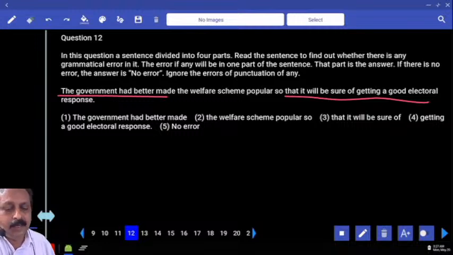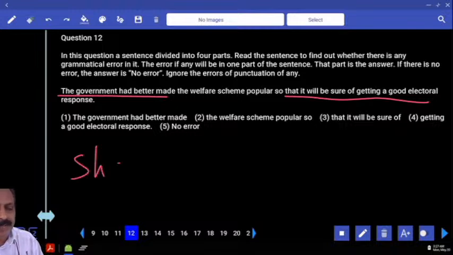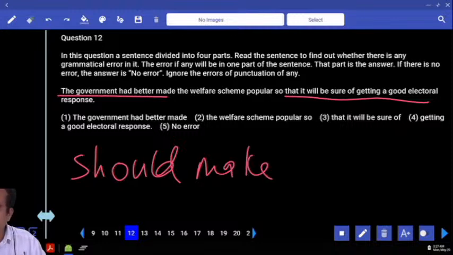Actually, you have to say the government should make, right, that expression. The government should make. Whatever you see there, that is not right. You felt something wrong with that part. Then think what is correct. The government should make the welfare scheme popular. Why? So that it will be sure of getting a good electoral response.